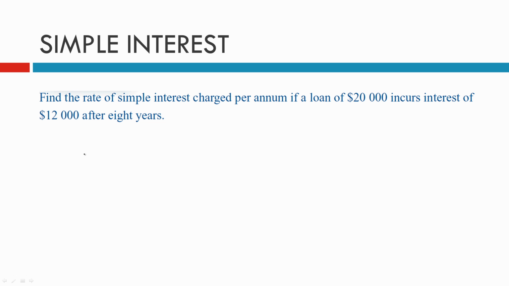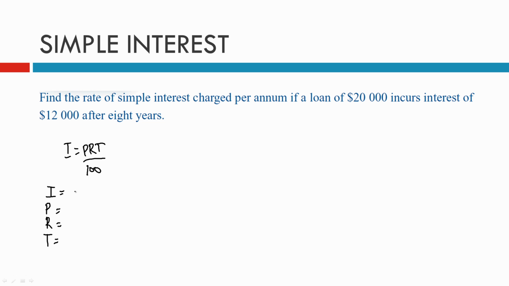Okay, let's have a look at this question. Find the rate of simple interest charged per annum if a loan of $20,000 incurs interest of $12,000 after 8 years. Again, I equals PRT over 100. The formula. Label, again, I, P, R, and T. I like doing this by hand so you can get used to doing these types of questions.